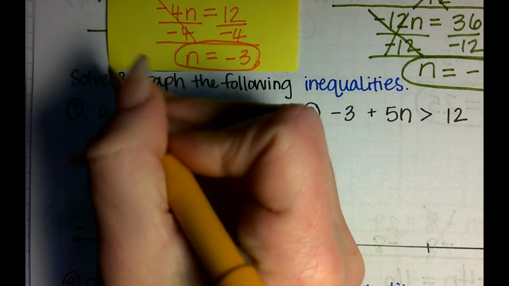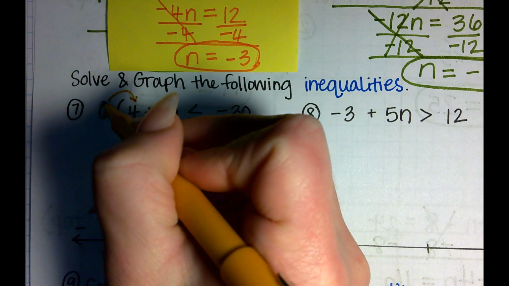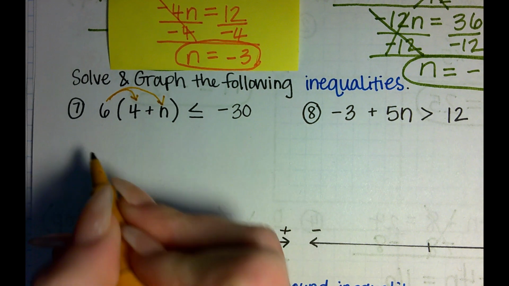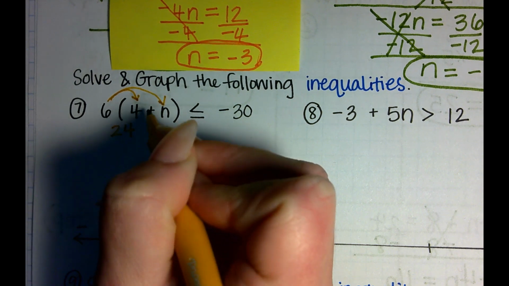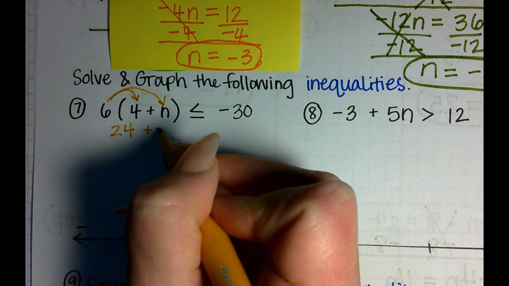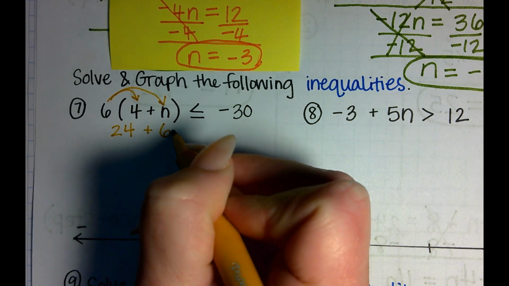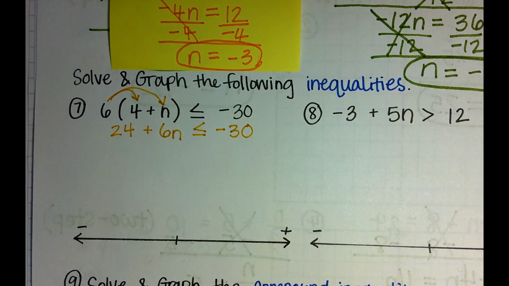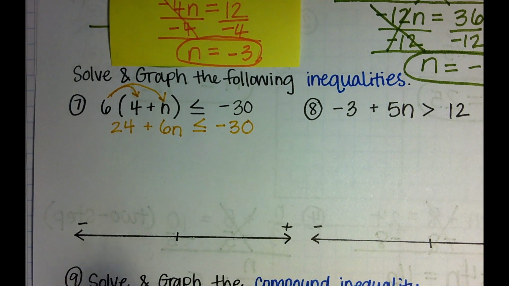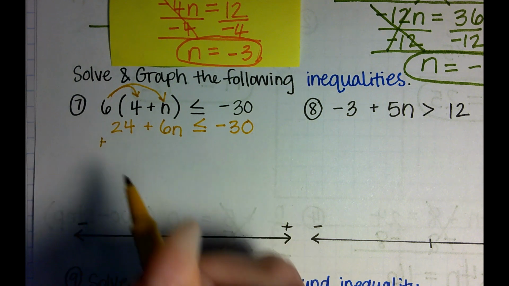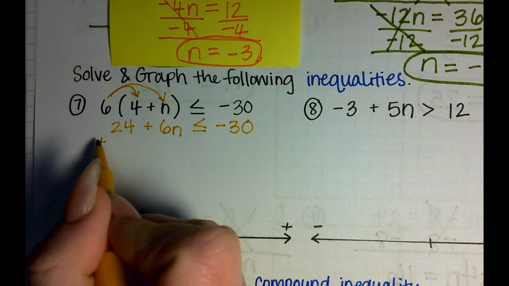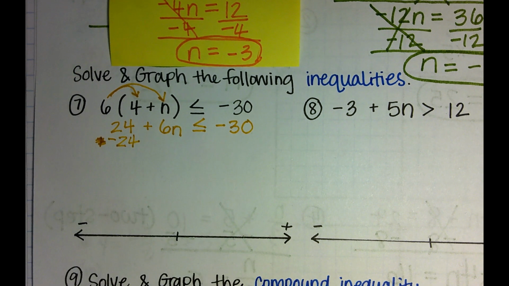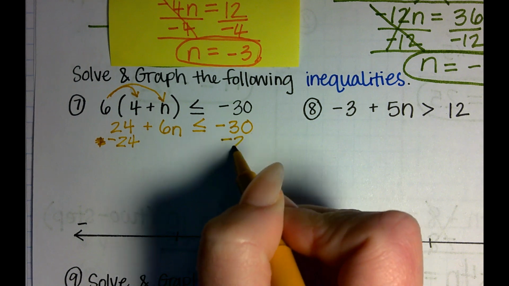Distribute. We can distribute, absolutely. This is just like number 6 as well. You could also divide. Both ways will work. So 6 times 4, what's that? 24 plus 6n is less than or equal to -30. Now we subtract 24. I almost wrote that wrong. Good, minus 24, because that's a positive 24.